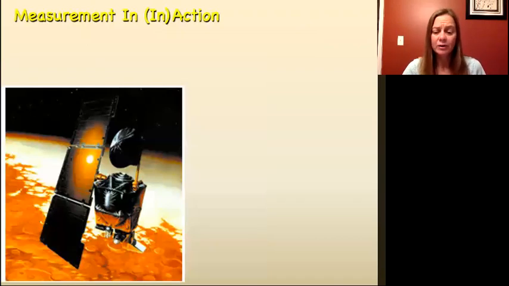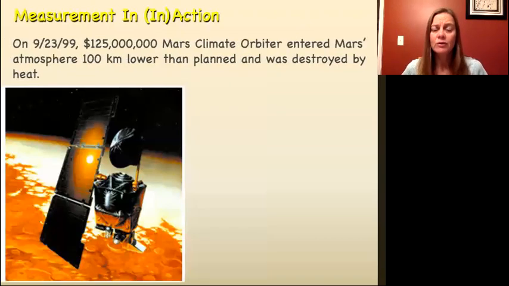So there's a classic example of this. This is the Mars Climate Orbiter. It was a $125 million NASA project. And in 1999, it entered Mars' atmosphere 100 kilometers lower than it was planned to be, and it was destroyed by the heat. The reason it entered so much lower than planned was because scientists in two different locations were working on the thrusters that slowed its entry.